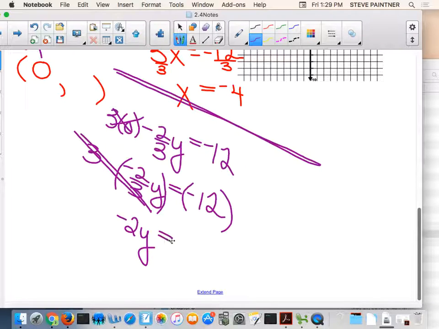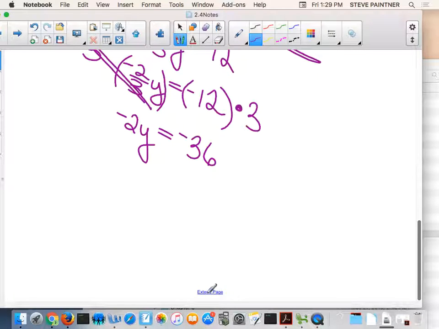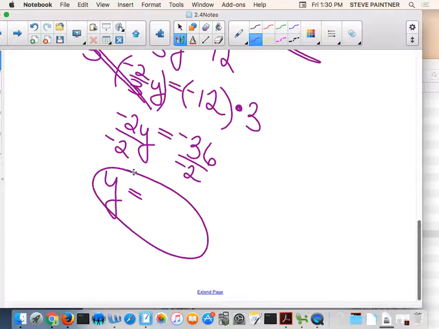Negative 2y equals, but you've got to multiply this side by 3 also. And you get what? Good. Divide. Opposite of multiplying? Division. Division by what? Negative 2, negative 2. What is it? Half of 36 is 18. Negative, negative? Positive 18.